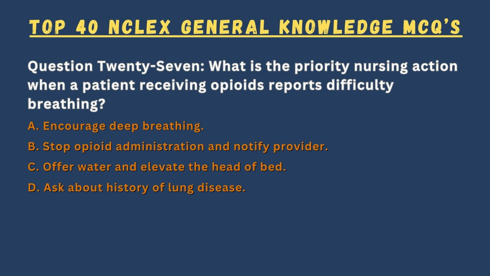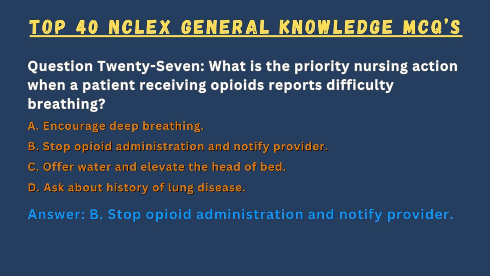Question 27. What is the priority nursing action when a patient receiving opioids reports difficulty breathing? A. Encourage deep breathing. B. Stop opioid administration and notify provider. C. Offer water and elevate the head of bed. D. Ask about history of lung disease. Answer: B. Stop opioid administration and notify provider.